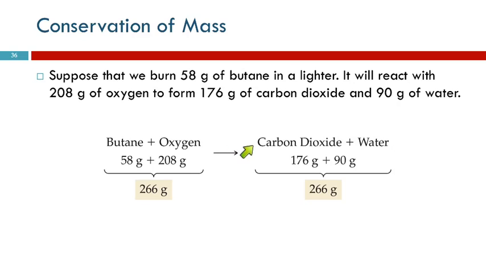This is undergoing a chemical change. We don't have butane and oxygen anymore. We have carbon dioxide and water. The butane and oxygen molecules have been taken apart and the individual atoms put back together in a different way, but all the atoms are still there. And so the total mass of what we end up with is equal to the mass of what we started with.